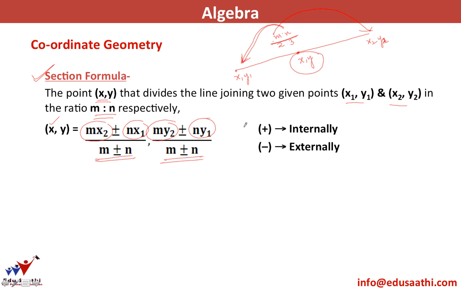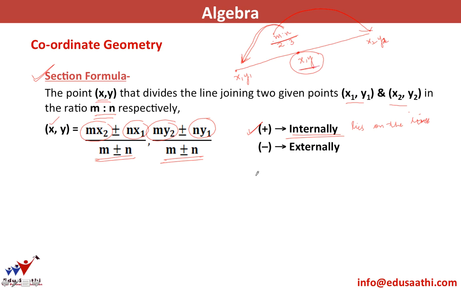Now if you note, there is a plus and a minus sign. The plus sign is to be used whenever it's an internal division. Internal division means this point lies on the line. Lies on the line, lies inside the 2 points x1, y1 and x2, y2.